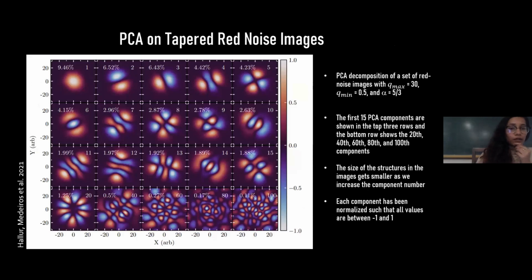Talking a little bit more about the PCA components, there is some interesting symmetry going on. Two and three divide the space into two regions, but rotated with respect to each other. Four and six divide the space into three regions, five and seven divide into four regions, and so on. And you see a certain level of symmetry all the way to 20 components. And then this is 20, 40, 60, 80, and 100. This is just to show you that the size of the structures in the PCA component decreases as you increase the component number. And of course, the eigenvalue percentage is shown on the top left of each image.